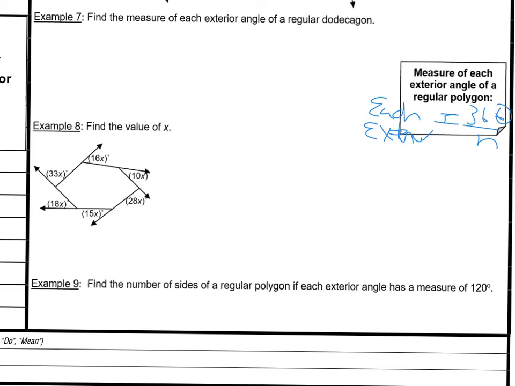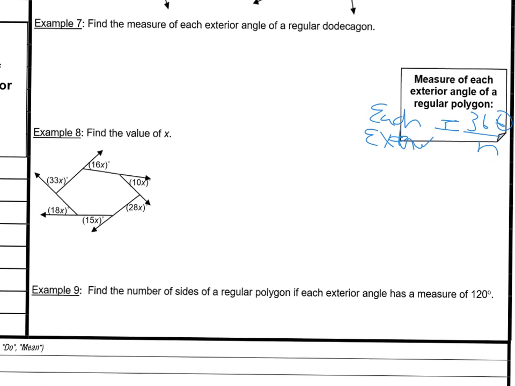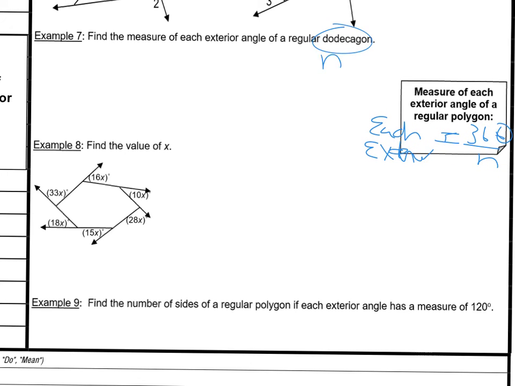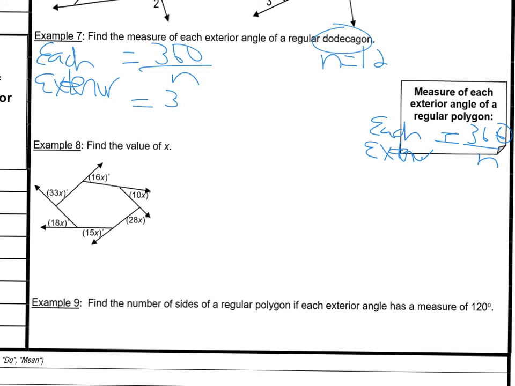Okay, it says, example 7, find the measure of each exterior angle of a regular dodecagon. We learned that a dodecagon has 12 sides. Remember, think of do as 2 in English, and decagon as decade, 10 years, so 2 plus 10 is 12. So dodecagon has 12 sides. So we're going to use the formula that each exterior angle equals 360 divided by the number of sides. So 360 divided by 12 is 30 degrees. So the measure of each exterior angle of a regular dodecagon is 30 degrees.